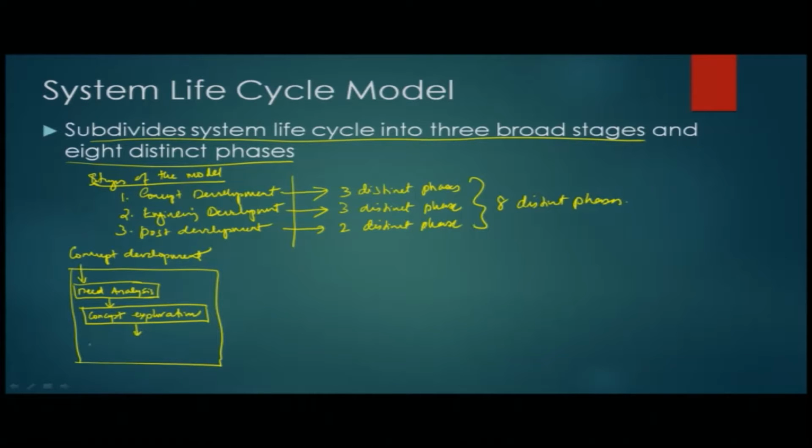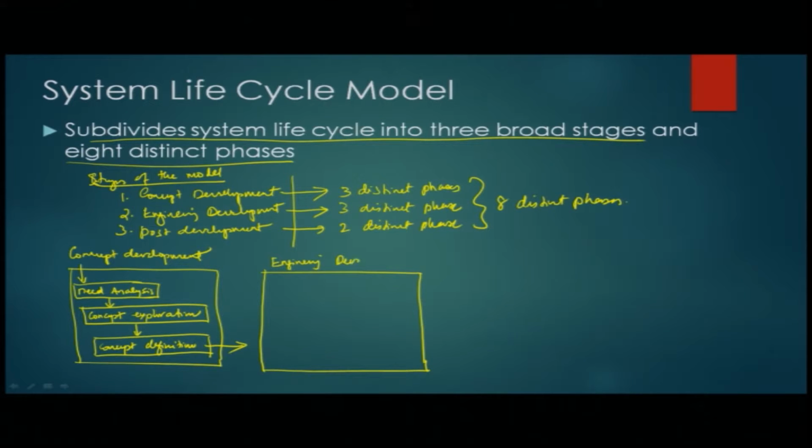Here, we are exploring various concepts, and once the various concepts have been explored and alternatives have been evaluated, then we do concept definition. Once the concept is defined, it becomes a precursor to the second stage of the model, which we call the engineering development. So the concept definition comes forward from the previous step, and here the first phase is the advanced development. What is the advanced development? It is the advanced development of this particular defined concept, and the concept further gets advanced.